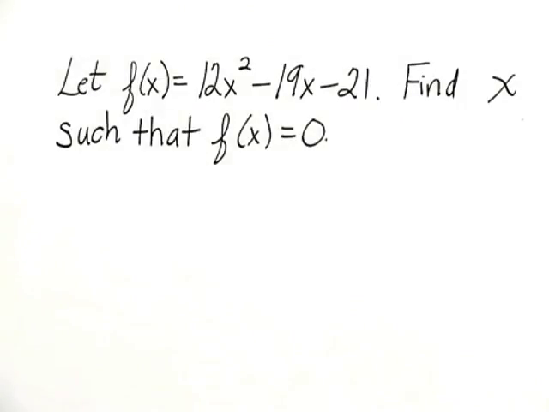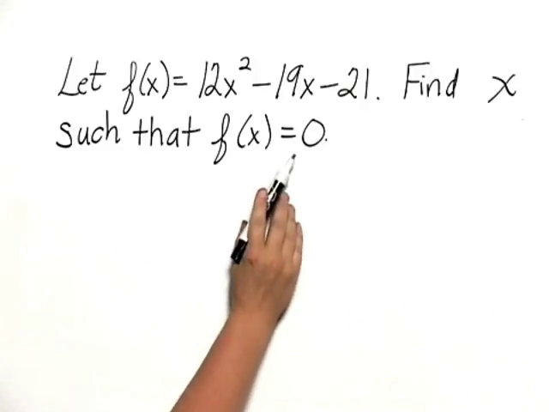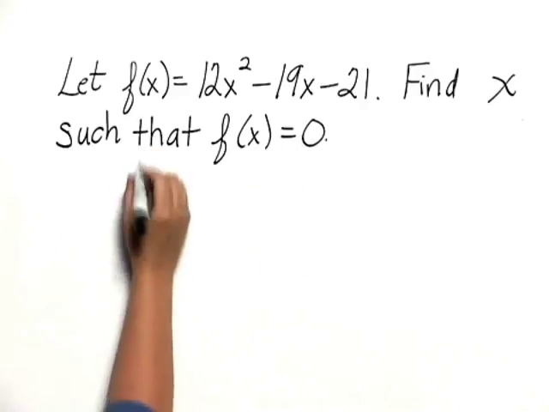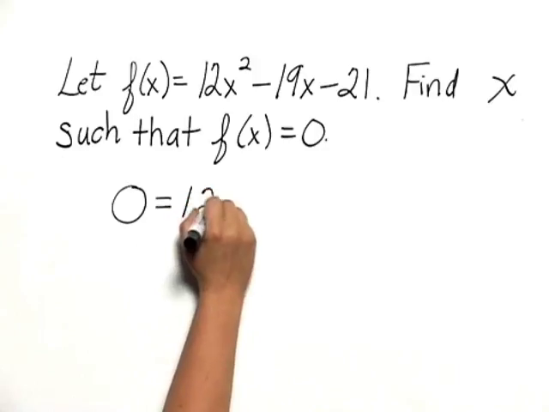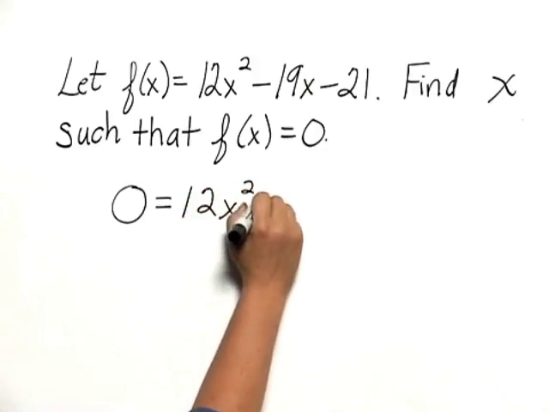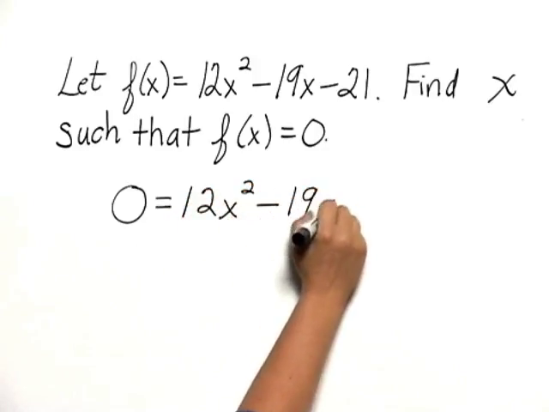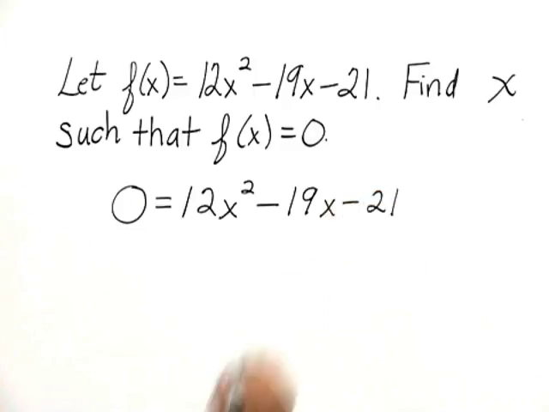Let f of x equal 12x squared minus 19x minus 21. Find x such that f of x equals 0. Well, what this means is to let f of x be 0 and solve for x. So we have 0 equals 12x squared minus 19x minus 21.